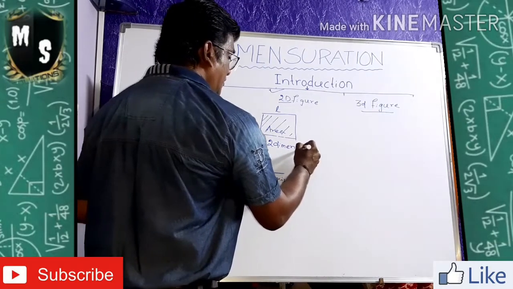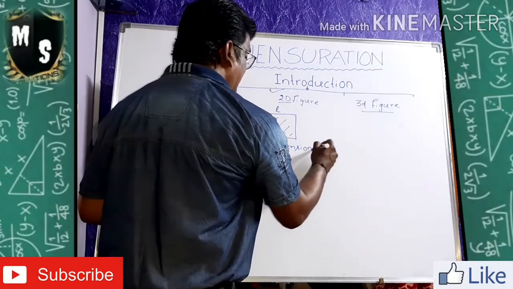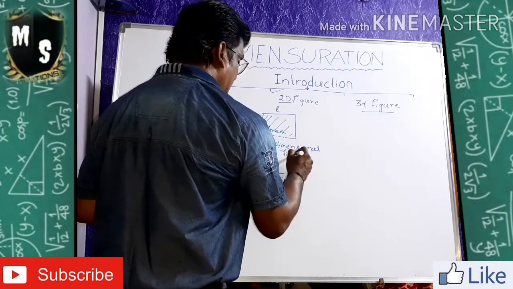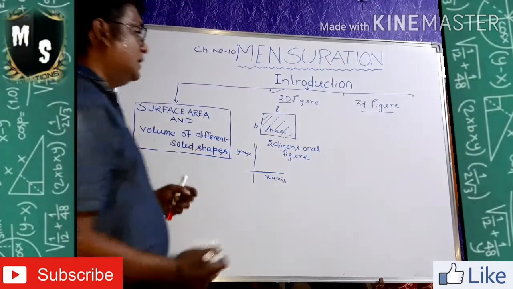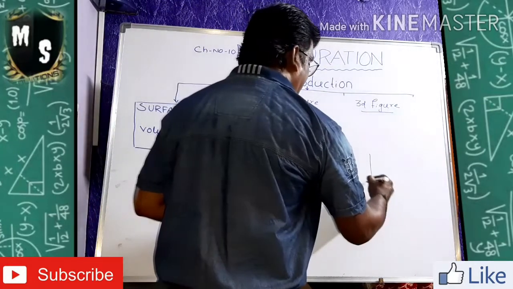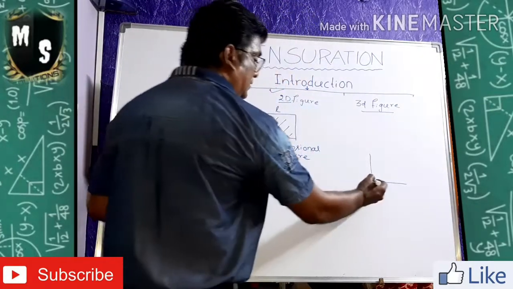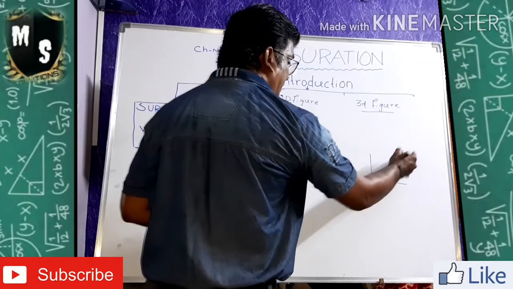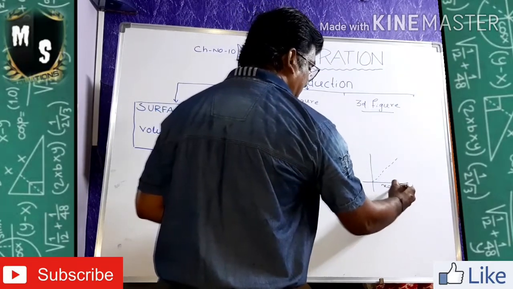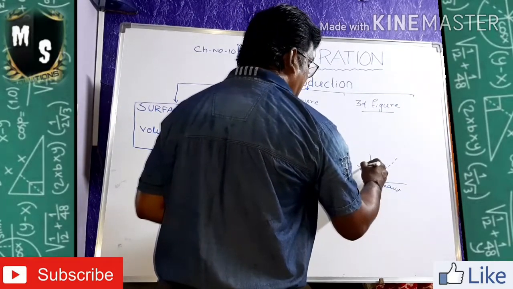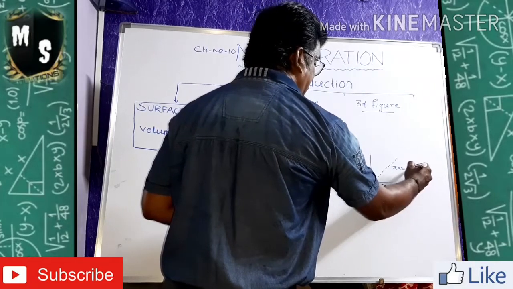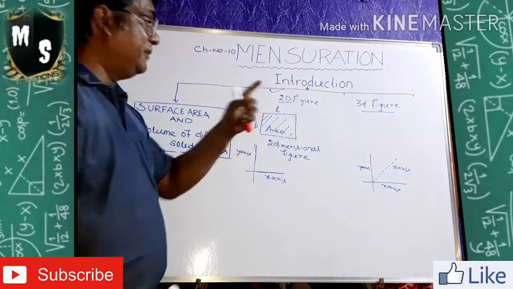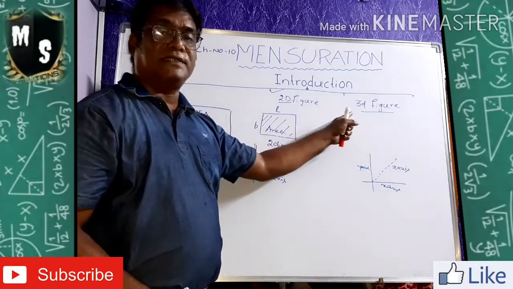Two-dimensional figure. They are called two-dimensional figures. I hope you understood it. But when you see, I am taking this on a plane, another imaginary axis is rising from it. So the x-axis is here and the y-axis is here, and an imaginary axis that is called the z-axis is here. That is called a 3D figure, a three-dimensional figure.